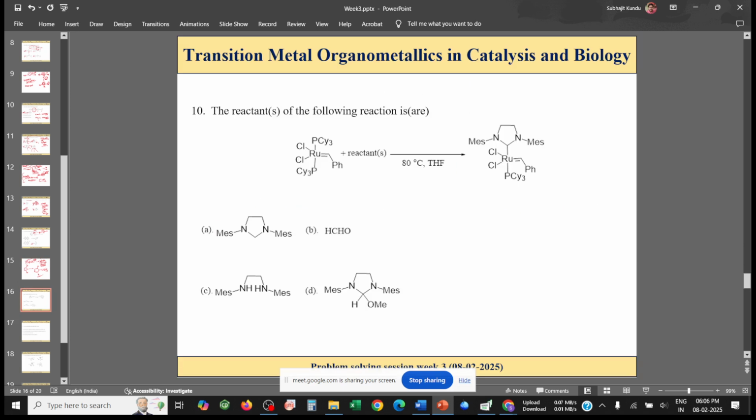Next question. The next question is basically the synthesis of a metathesis catalyst.